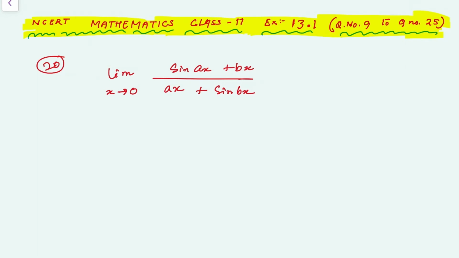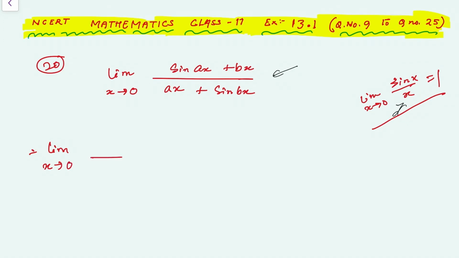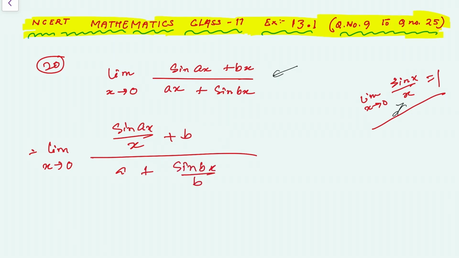Okay, so here also we need to apply the standard limit: limit of sin x by x, as x tends to 0, is equal to 1. We have to use this. In order to use this, we have to transform these expressions into this form. So how to do that? First of all, let us divide both the numerator and denominator by x, and doing so we get sin ax by x plus b, and a plus sin bx by b.